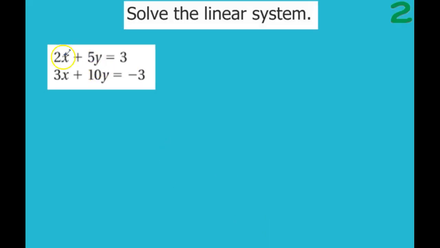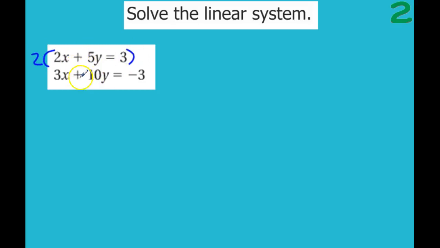Alright, on this next problem, we have x's and y's, neither of which are the same number. So we need to think, should I multiply this first equation or the second equation by a number in order for the x's or the y's to be the same number? Well, it doesn't matter which one you choose, as long as they end up the same number. There's nothing that I can multiply 2 by to get to 3, but I can multiply 5 by 2 to get to 10.